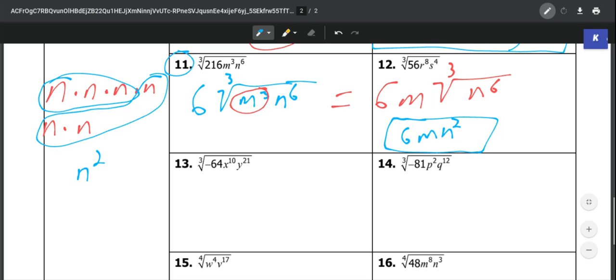And that's the only difference between a cube root and a square root. With a square root, you're taking them out in groups of 2. With a cube root, you're taking them out in groups of 3.